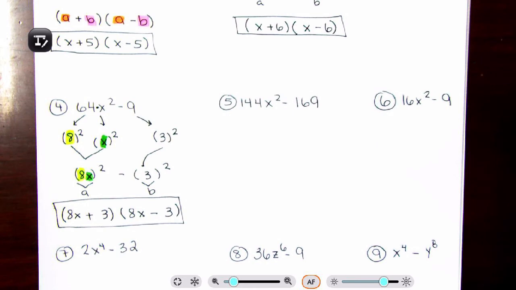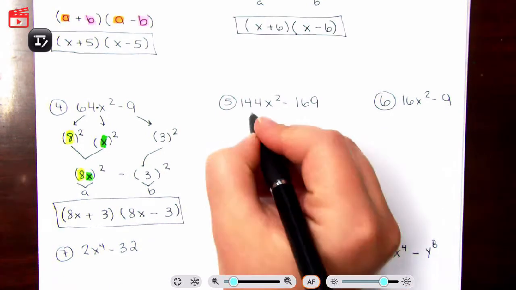144. Now that is something that you need to know. I believe we need to know all the way up to 15. So 144, it is 13 times 13, I think. So it is not. I believe it is 12 times 12. It is. So that means I have 12 times 12 here.